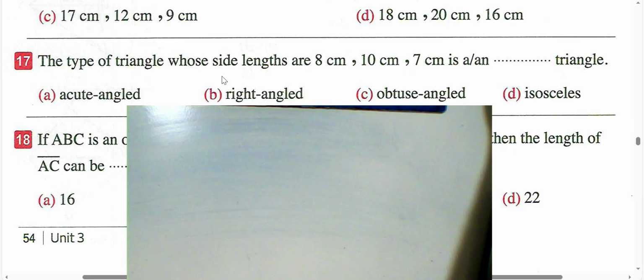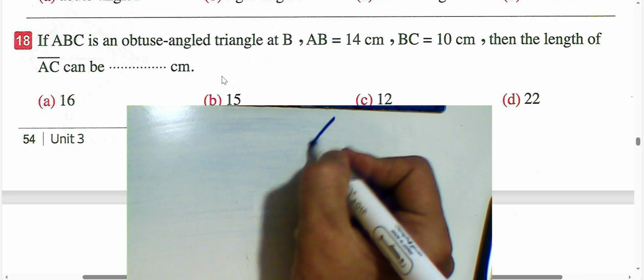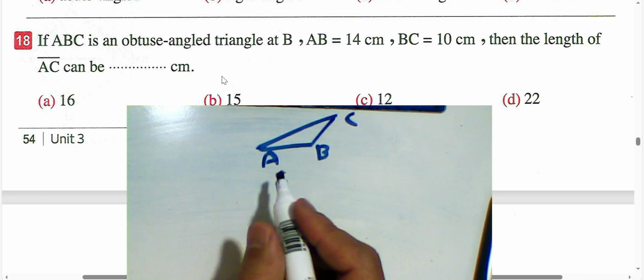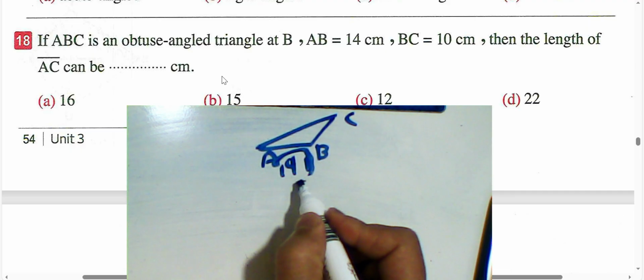Next question. Triangle ABC is an obtuse angle triangle at P like this. And he gave me AB was 14 centimeters.